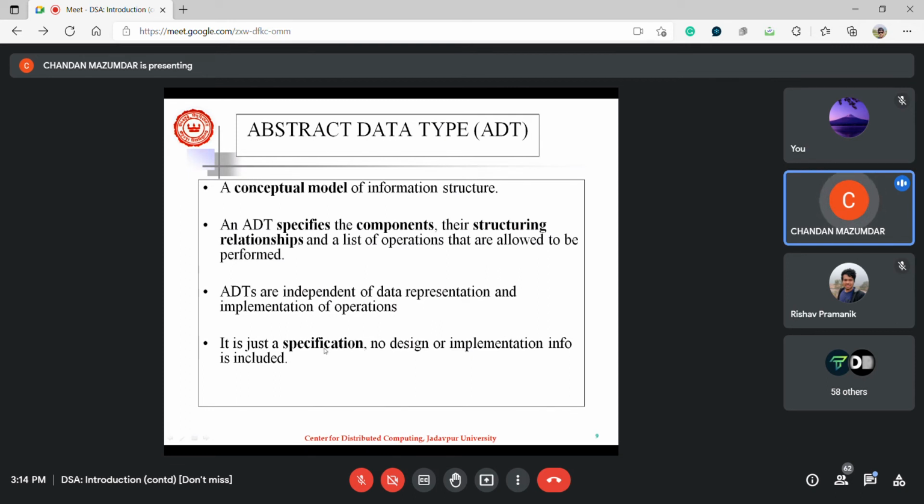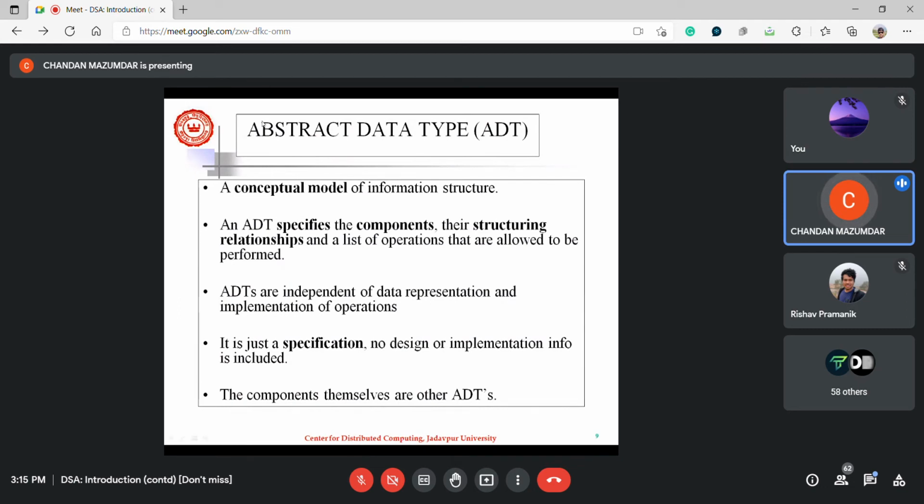This is just a specification, no design or implementation information is included. Okay. So that is extremely important, because if you cannot specify something, if you jumble up the specification with the design, then there is a problem. I mean, the conceptual thing will be lost. In most of the cases, that happens when a new structure is defined.